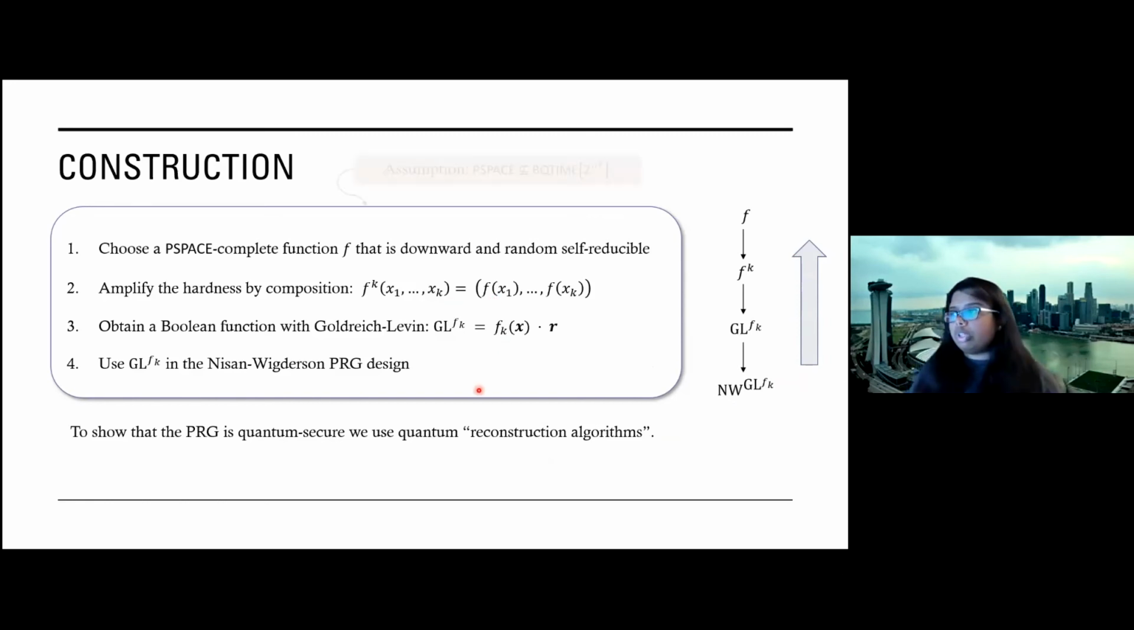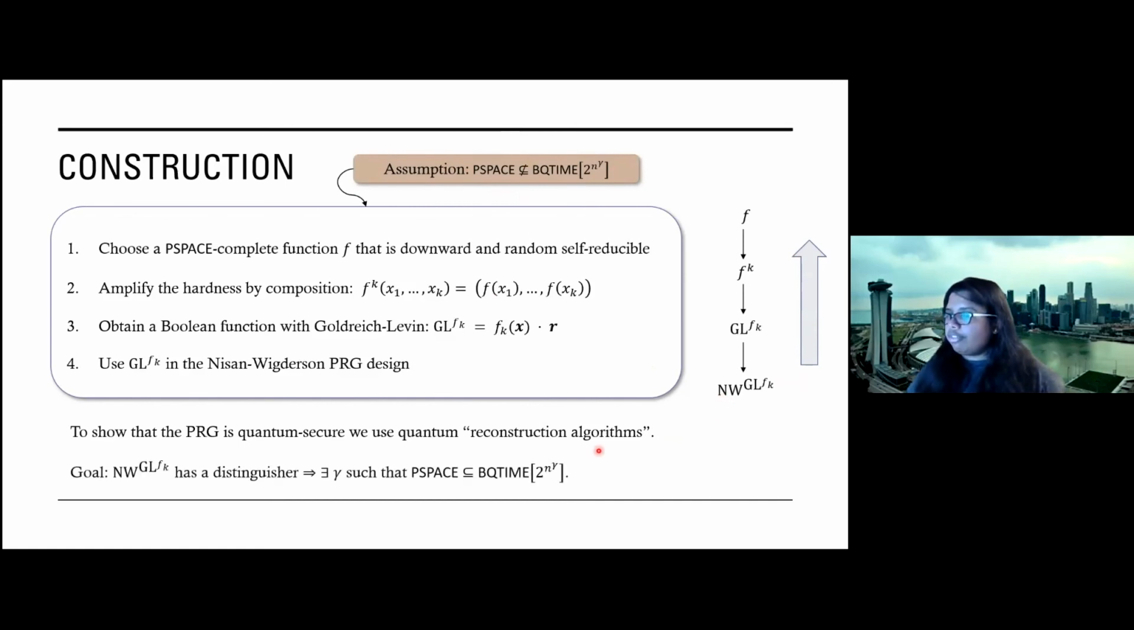And the intuition is that you want to use a reconstruction algorithm to generate some kind of a contradiction. What do you want to contradict? Recall that the assumption that we have is that PSPACE is not in sub-exponential quantum time. So if there is a distinguisher for this PRG design, then I can reconstruct my algorithms and get a contradiction that PSPACE is in fact contained in sub-exponential quantum time. And that is what we use.